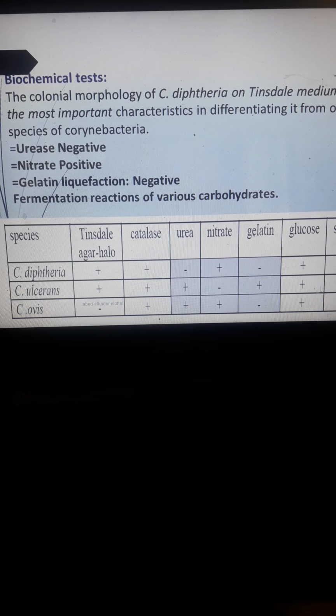This one depends upon the reactions, I mean, of ulcerans and ovis. That is why in the potential, letter V only. Okay, now it depends upon the volume.